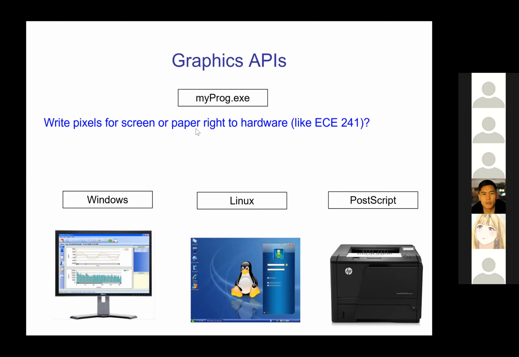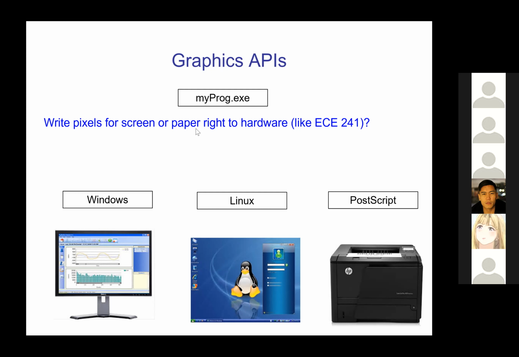Okay, so graphics APIs. You have a program, and it wants to draw on the screen. We want to be able to draw on different kinds of computers. It could be Windows computers, Linux computers, printers that typically use PostScript. All of those are basically different. The way you actually get at the hardware is different in each of those. So we could write pixels for our screen or for a paper, for a printer, directly into the hardware. And that's what you did in ECU241. In ECU241, you had a VGA display and you wrote straight to the pixels and they showed up on the screen.